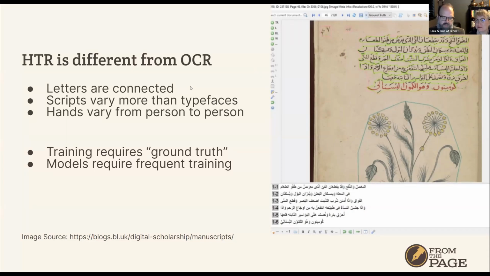So as a result, HTR software has to be trained on ground truth in ways that OCR software doesn't, right? We use OCR software generally, it just works out of the box. The ground truth is human transcribed text that's matched to the images that it was transcribed from. The example on the right is an example of HTR software that was trained on ground truth that was produced from a British Library project working with Arabic scientific manuscripts on FromThePage. They exported it, they trained a model. Now they have a model that's pretty good at doing HTR on Arabic. Another difference is that HTR software often has to be retrained and fine-tuned on a particular person's hand. That's almost never the case with OCR.